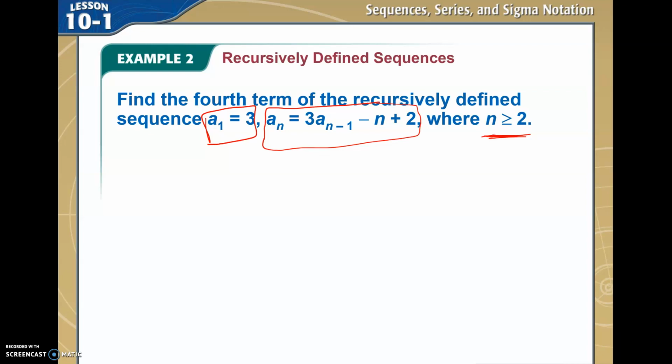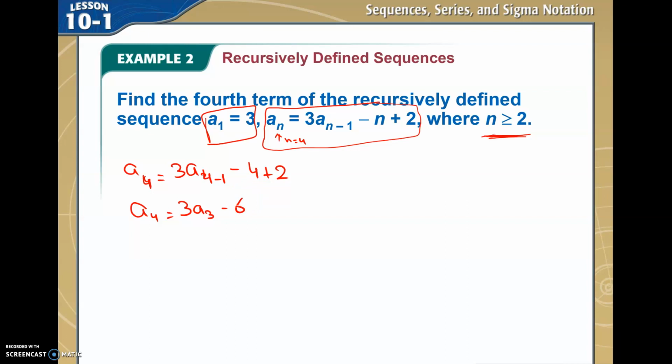Okay, now to find the 4th term, what do you need to do? Here you will say that n is equal to 4, right? To find the 4th term, because subscripts represent the number of the term. So I will say a4 equals 3a_(4-1) minus 4 plus 2. Correct? Now you will simplify. a4 equals 3a3, 4 minus 1 is 3, minus 4 plus 2 is 6.